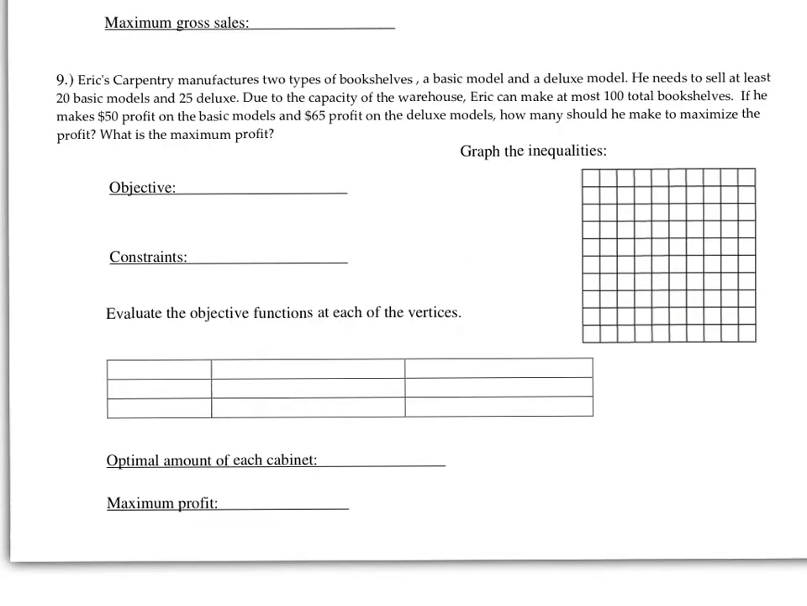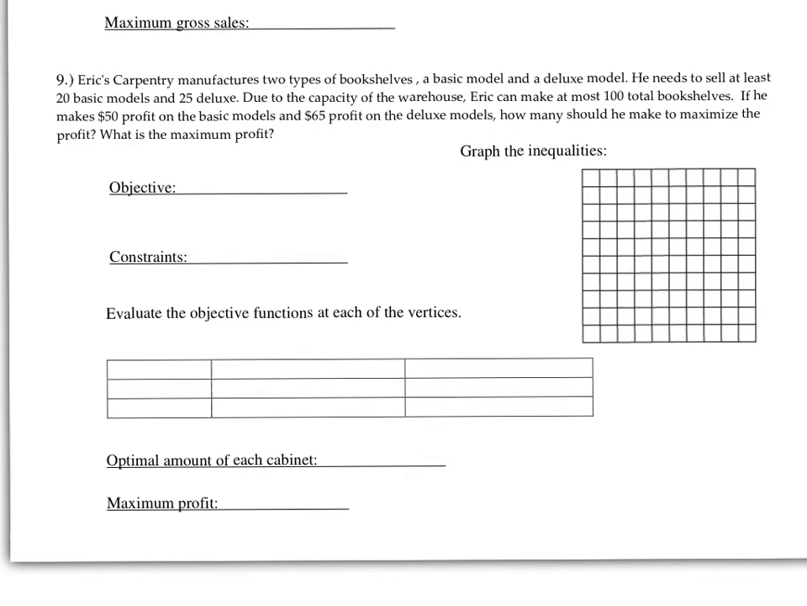All right, number 9 says Eric's Carpentry manufactures 2 types of bookshelves, a basic model and a deluxe model. He needs to sell at least 20 basic models and 25 deluxe models. Due to the capacity of the warehouse, Eric can make at most 100 total bookshelves. If he makes $50 profit on the basic and $65 on the deluxe, how many should he make to maximize the profit? What is the maximum profit?